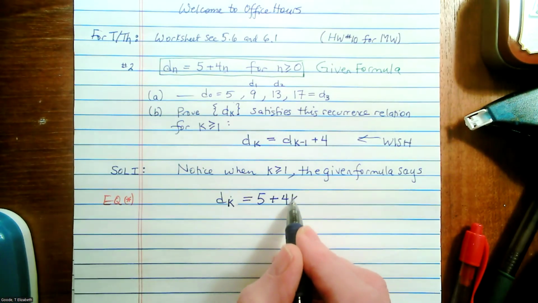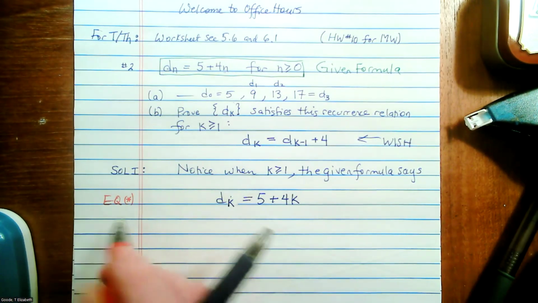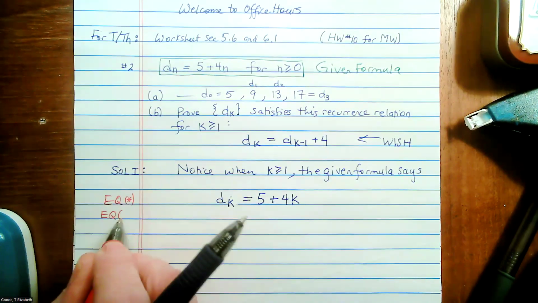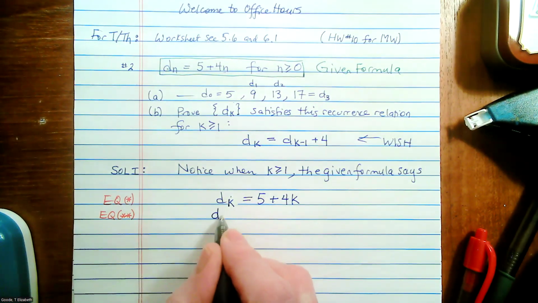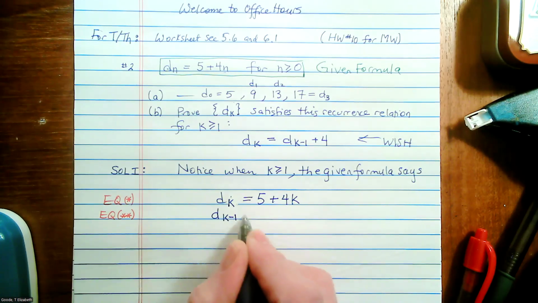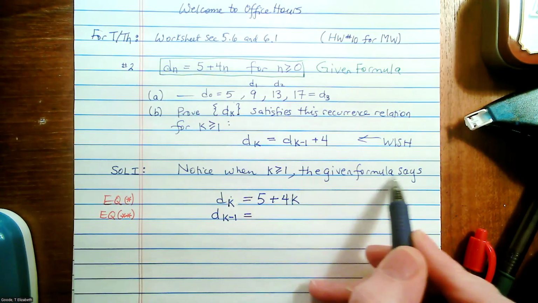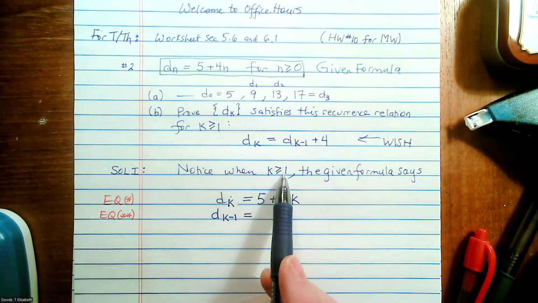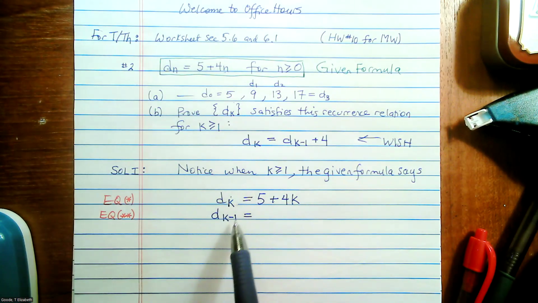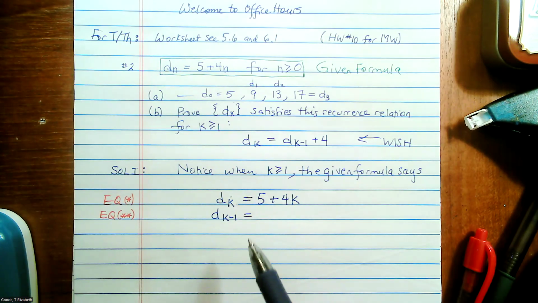Okay, k. And we can also use the given formula to find d sub k minus 1, because the given formula starts working at 0, and when k is at least 1, then k minus 1 is no smaller than 0. So what does that formula tell us d sub k minus 1 looks like?